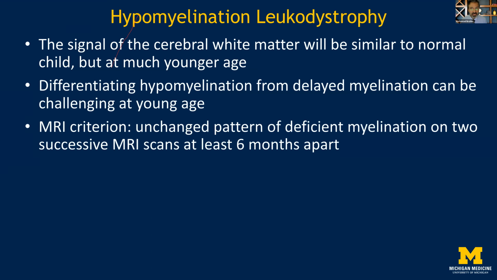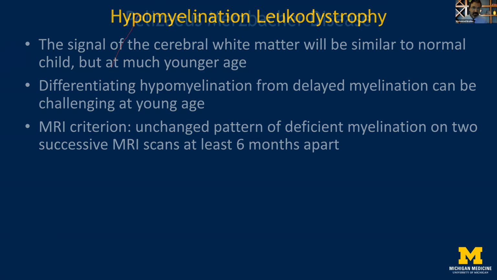Differentiating a hypomyelination from delayed myelination can be challenging, especially before the 1st year of age. And as a general rule, we require the patient to come back within 6 months to assess whether this pattern of deficient myelination is stable or improving, because we want to confirm whether we are dealing with a hypomyelinating disorder or a disorder of delayed myelination.